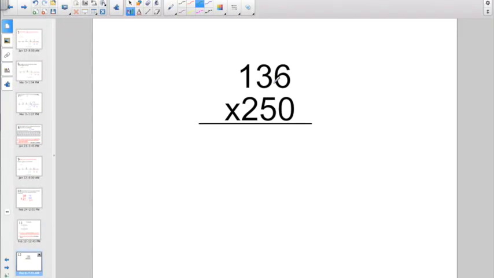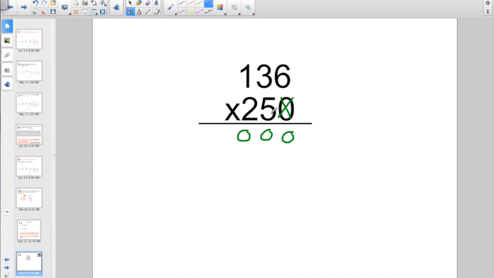Here I have to go and multiply it out. 136 times 250. My advice, I wouldn't even try to dangle the 0. I would just go and start multiplying it out. It is the easiest way. It takes about 3 seconds, right? And then you're done with it.